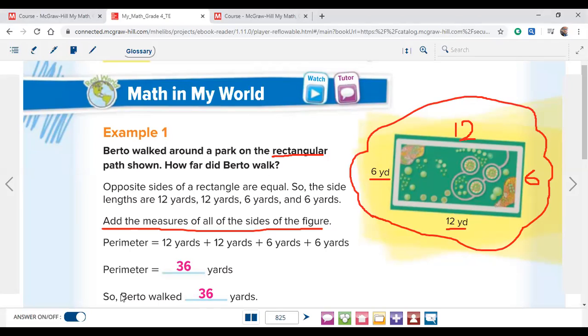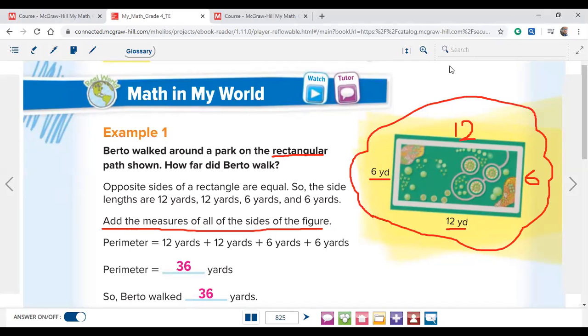Okay, is it clear? To find the perimeter of the shape, find the total distance around the shape. This is a rectangle. Each of the opposite sides are equal. If this is 6, the other side should be 6. This is 12, the other side should be 12. Then I have to find the total of these lengths. 6 plus 6, 12 plus 12, total it will be 24.